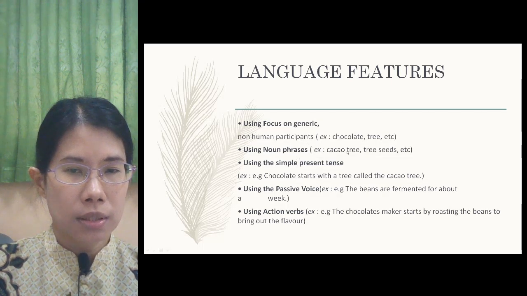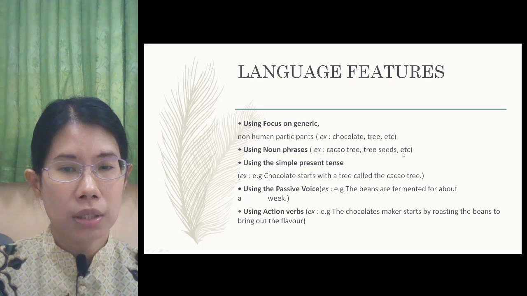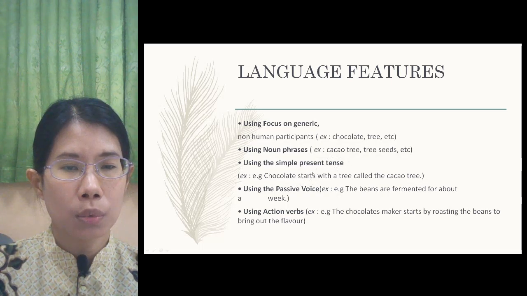Using noun phrases. Phrases are groups of words that contain more than one word. Cacao tree, tree seed, this is 3 words, so it's called a noun phrase. Using the simple present tense. Yes, like this one, always start with the base form of the verb.